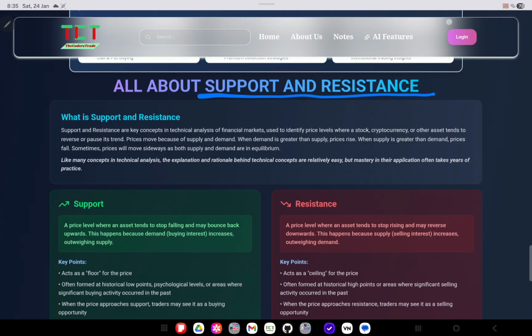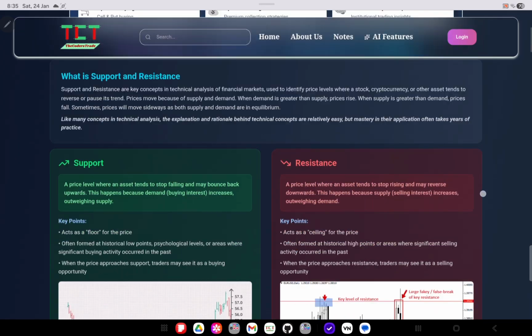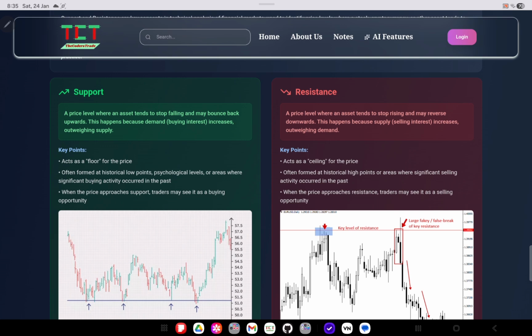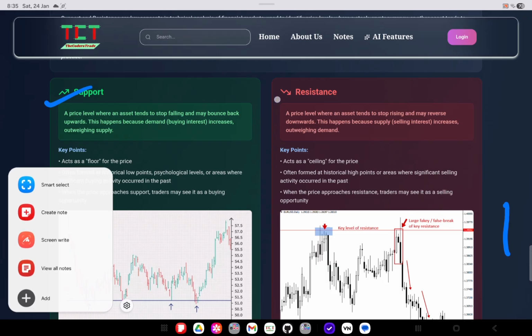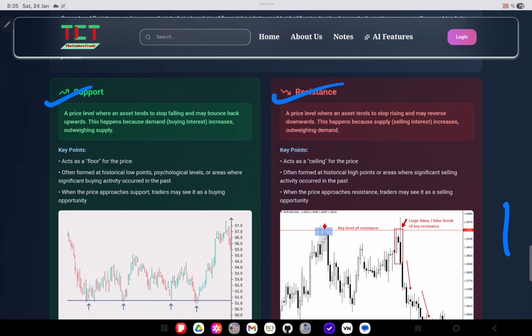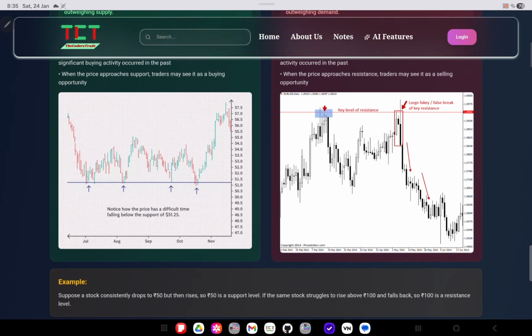Let's get it. Think of the market like a building. Support is your floor. It's the price level where buyers are waiting with their bags open because the price looks like a steal. And resistance is your ceiling. It's where sellers are standing with hammers ready to knock the price back down. Here you can see an example through a diagram of both also. If you don't know where the floor is, you're just free falling into a loss.